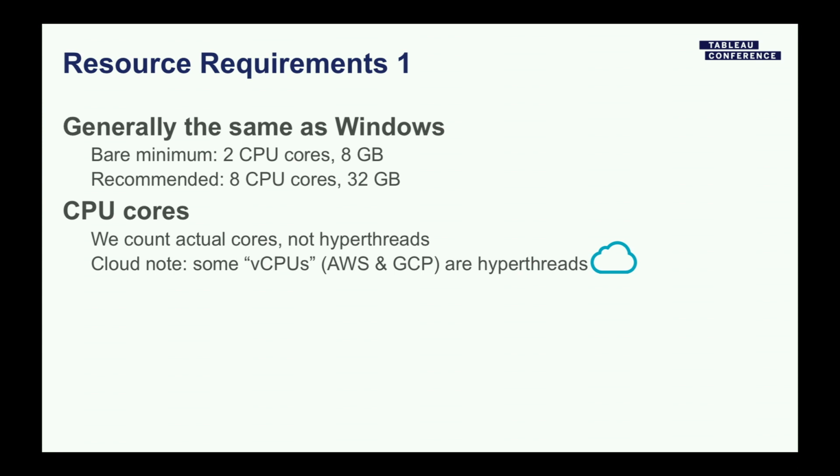For resource requirements, they're generally the same as Windows. The key thing you need to know is that for CPU cores, we count actual cores, and this is true on Windows as well, but not hyperthreads. Most physical cores will have 2 hyperthreads. The time this gets tricky is that some cloud platforms, such as AWS and Google Cloud Platform, size instances by vCPU. And when they talk about vCPU, what they really mean is hyperthreads. So if you get an instance that's 8 vCPU, that's actually half as big as you should have for a minimum recommended production instance. You really want 16 vCPUs to equal 8 physical cores.